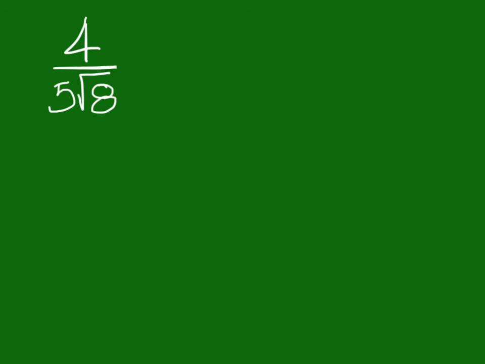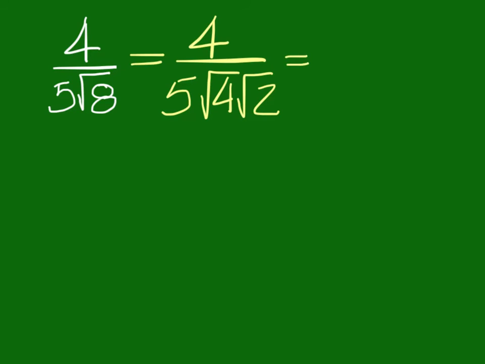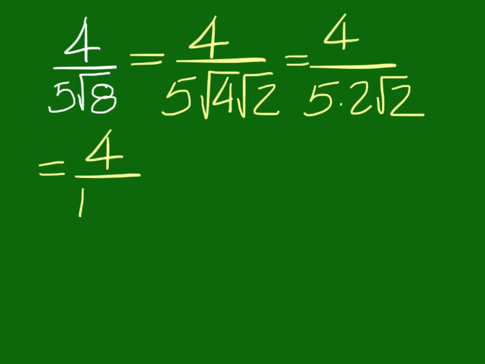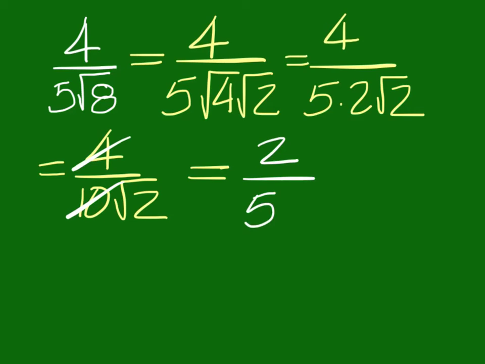Another way of doing that same problem is simplifying on the bottom first. Break up that 8 as 4 and 2. And that would be 5 times 2 square root of 2, which would be 4 over 10 square root of 2. Now you could simplify. Alright, you can simplify the 4 over 10 and come up with 2 over 5 square root of 2.